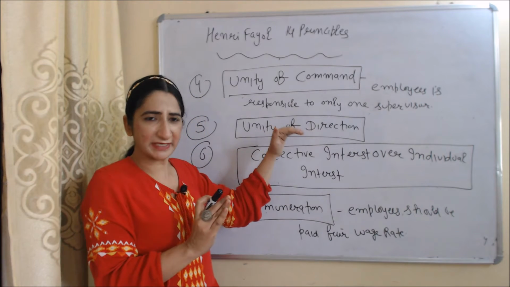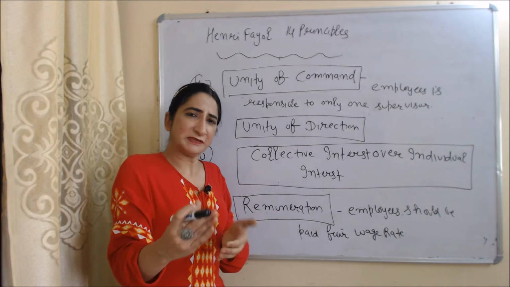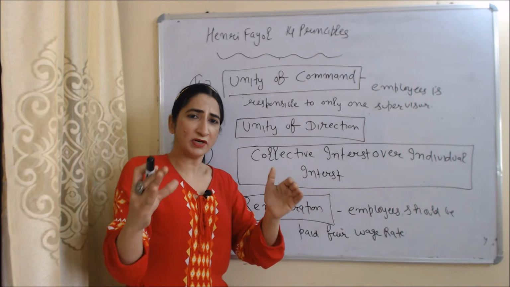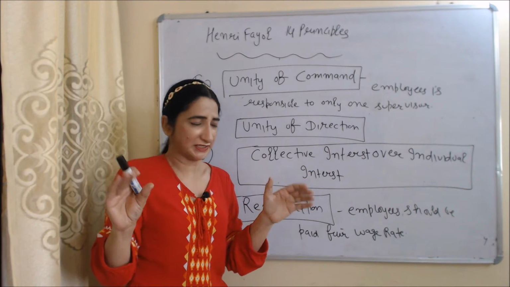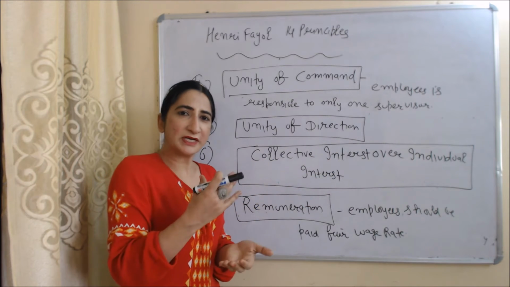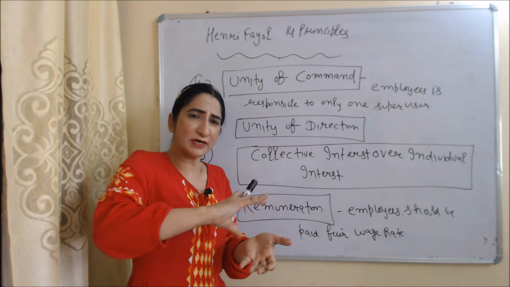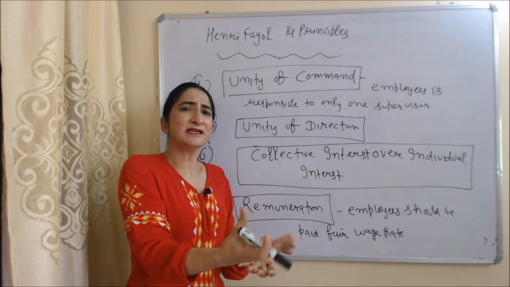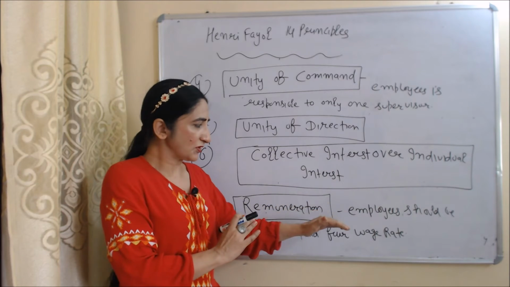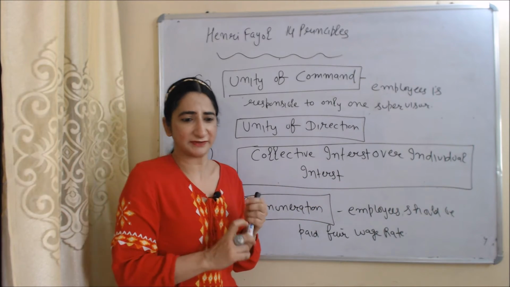Next is unity of direction. According to this principle, all employees will work in same direction, or we can say that all employees will work for same objective. Next is collective interest over individual interest. Organization should consider overall interest of team rather than interest of only one person. Next is remuneration. Employees should be paid fair wage rate.